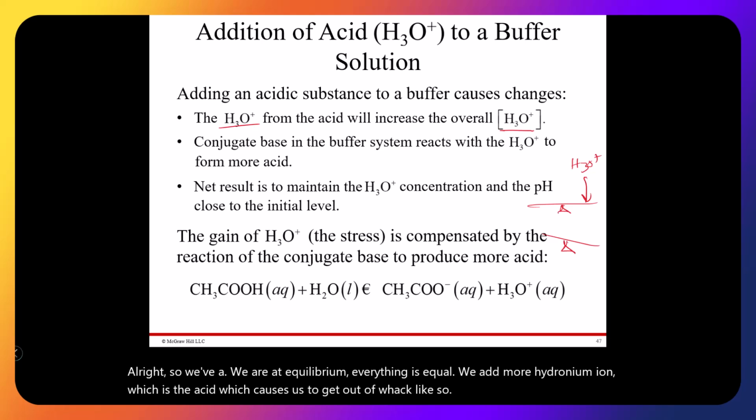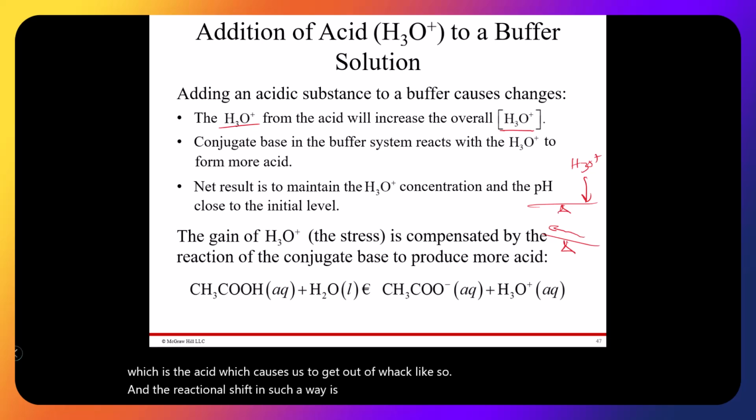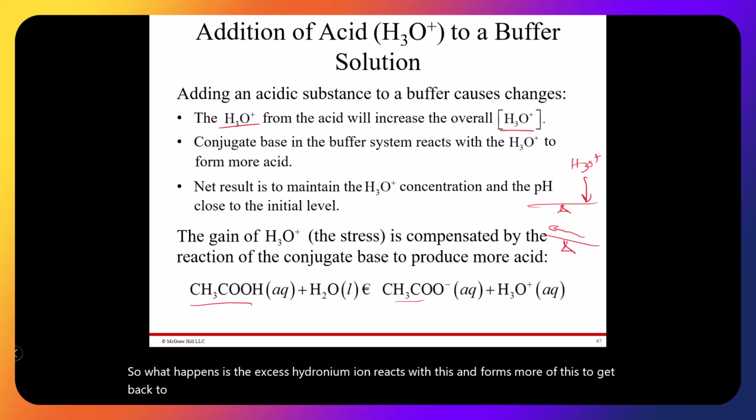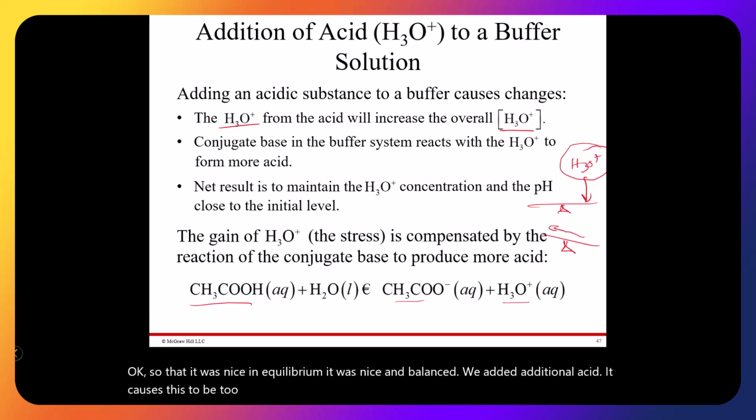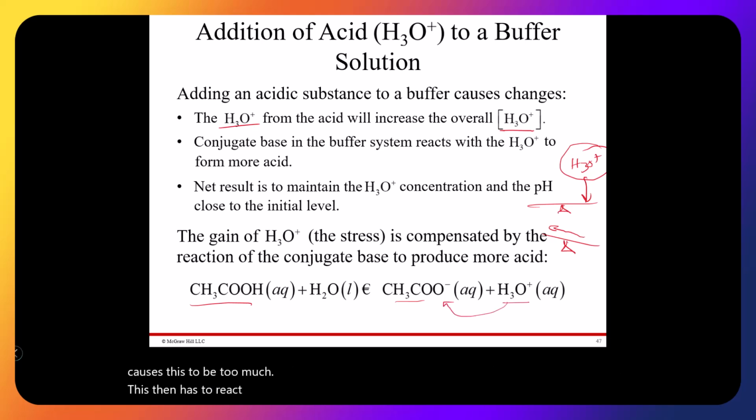And the reaction will shift in such a way as to relieve that stress. So what happens is the excess hydronium ion reacts with this and forms more of this to get back to equilibrium. Okay, so it was nice in equilibrium. It was nice and balanced. We added additional acid. It causes this to be too much. This then has to react with this, which then forms more of the unionized acid to get back to equilibrium.